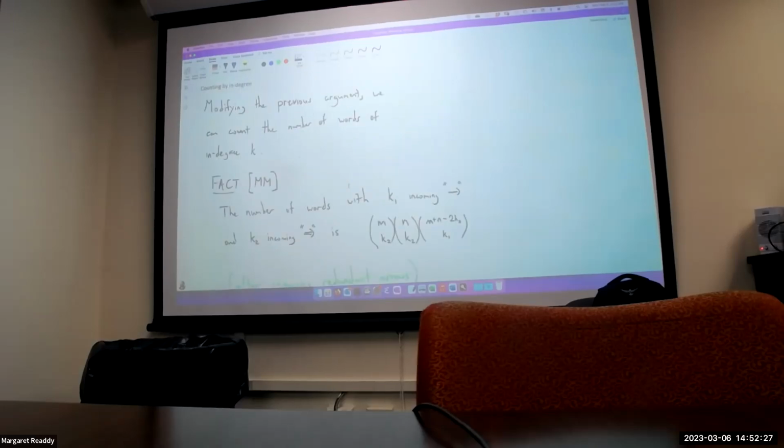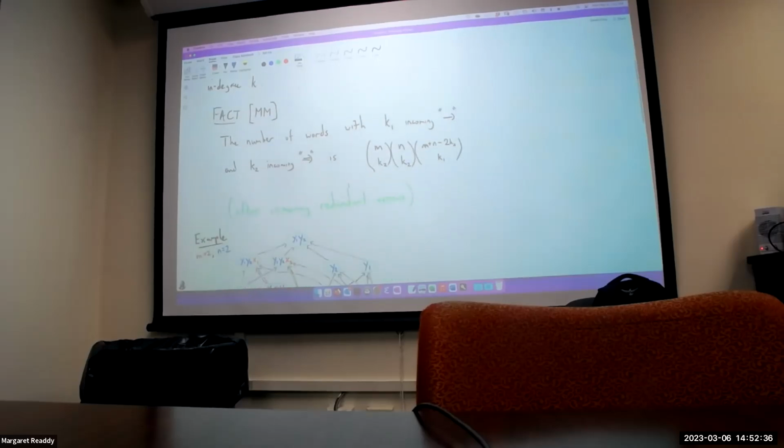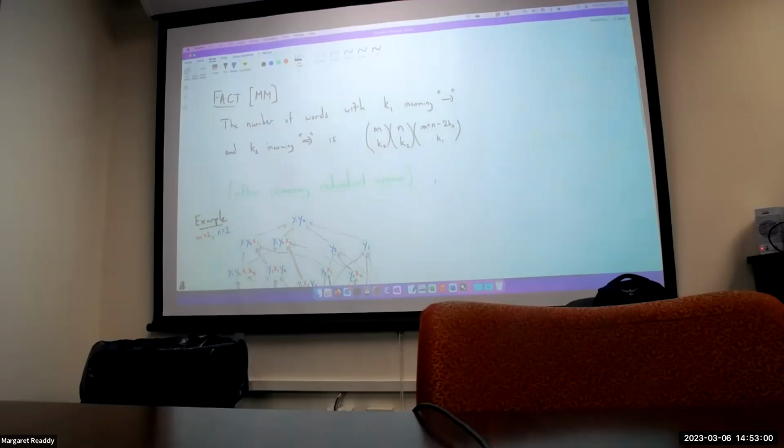So now if we just modify this a little bit, we could count the number of words of in-degree k. And in fact, we could do something more refined. We could say how many words there are with k1 incoming single arrows and k2 incoming double arrows. Basically the same argument works. We just counted how many double arrows are going in, and now instead of a power of 2, since I've only counted the ones with k1 single arrows coming in, it's going to be these binomial coefficients. Not too difficult.